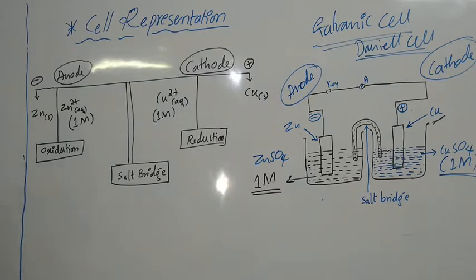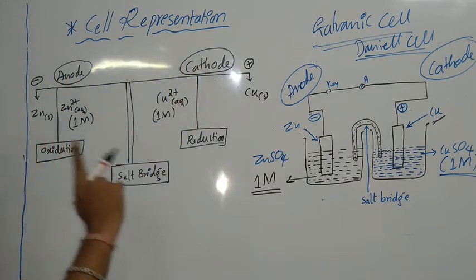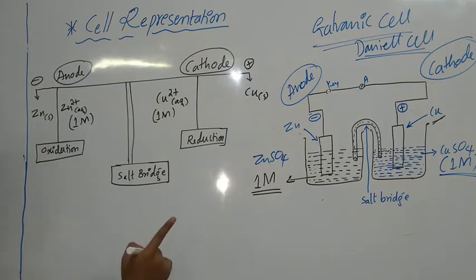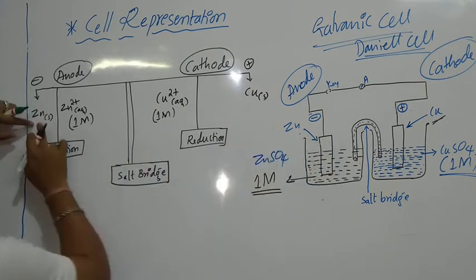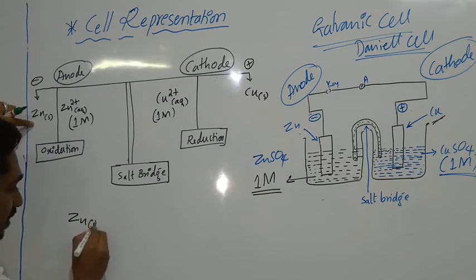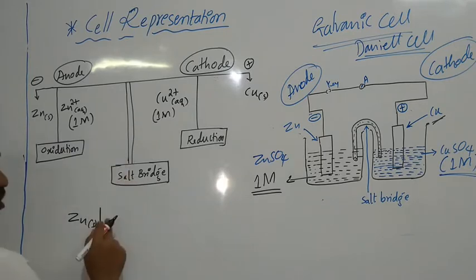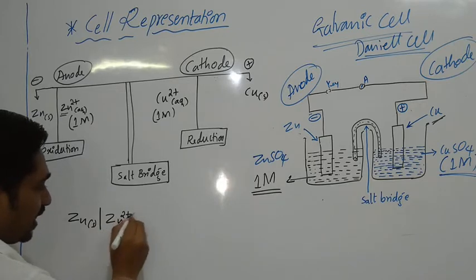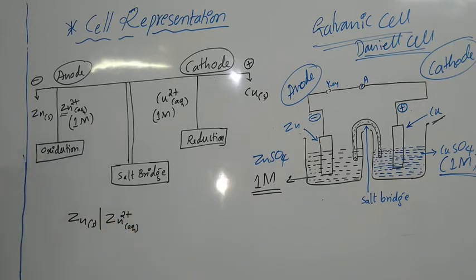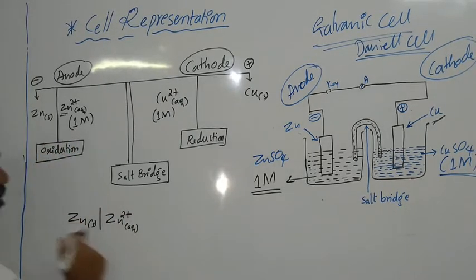For the representation of the cell, first we consider the anode, then the cathode. First we write the metal present at the anode. For this Daniel cell, the metal present at the anode is zinc. Zinc is dipped in which electrolyte? The electrolyte containing Zn2+ ions, in aqueous form, and we have to mention the concentration of this electrolyte. What is the concentration? 1 molar.